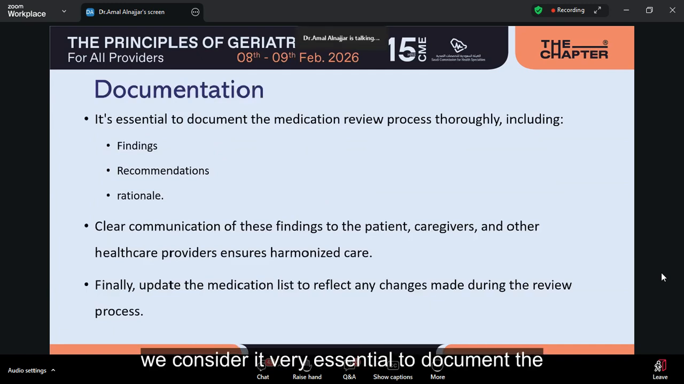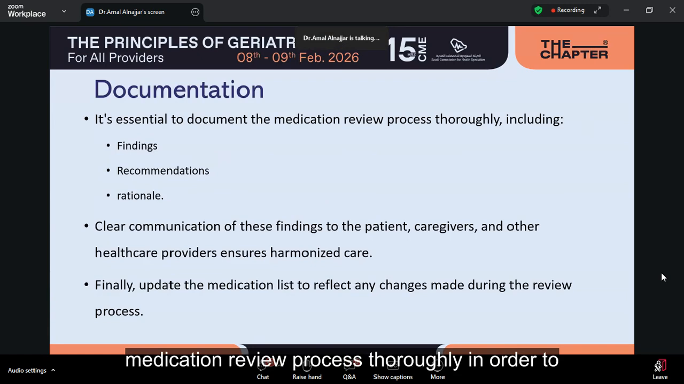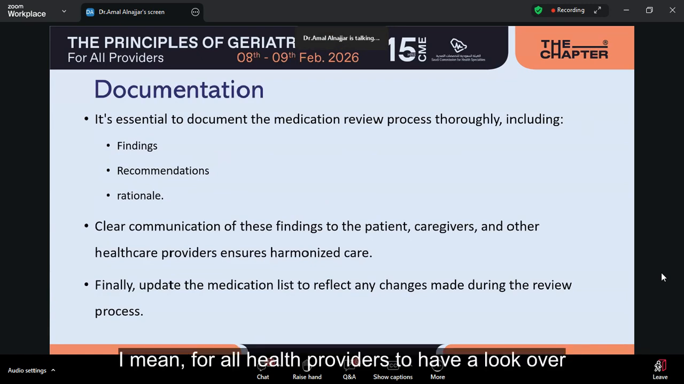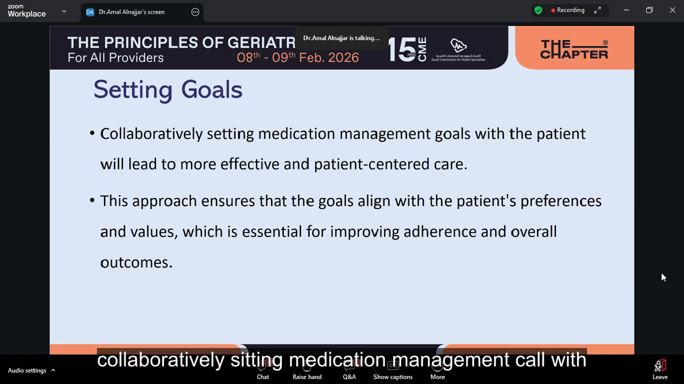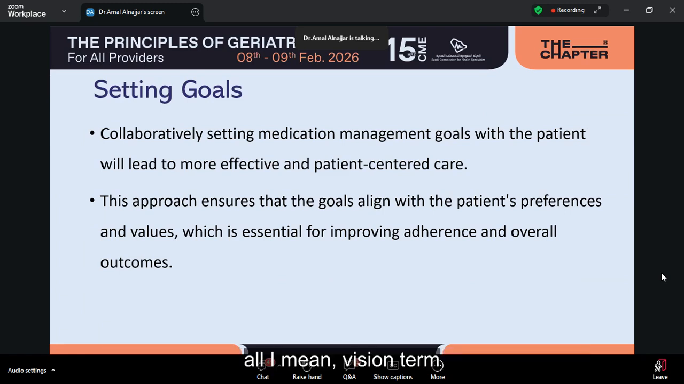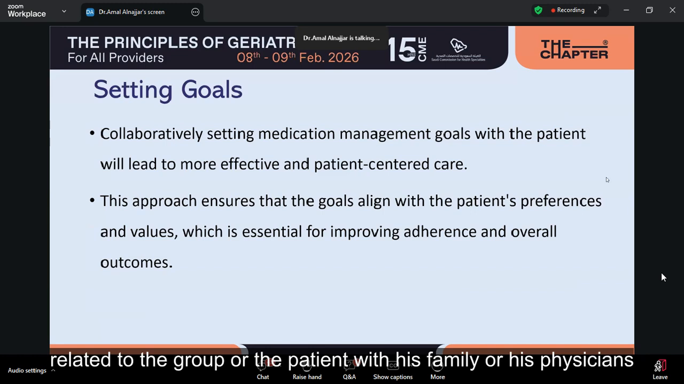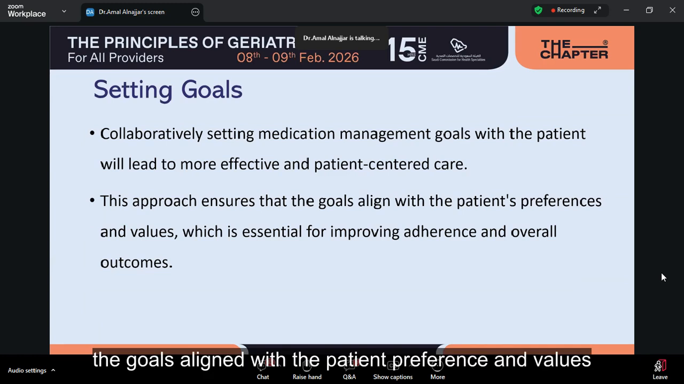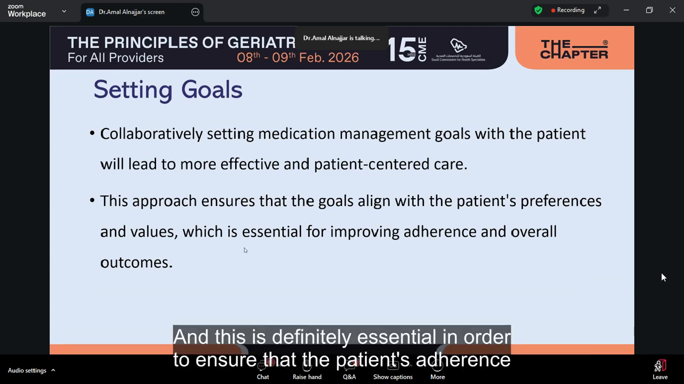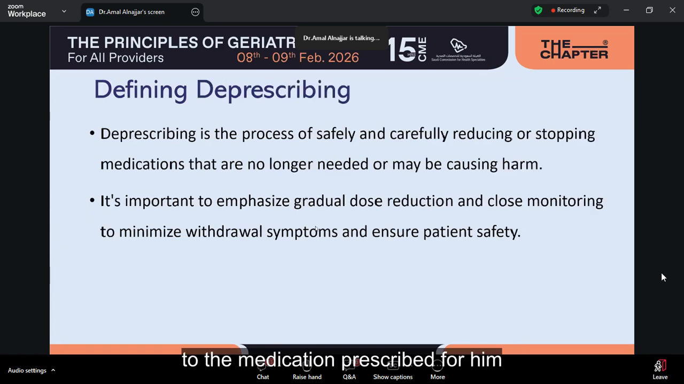Documentation: we consider it very essential to document the medication review process thoroughly, in order for all healthcare providers to have a look over it. You can document the findings, your recommendations, and the rationale for prescribing certain medication, and make it clear for the following healthcare provider to find. Collaboratively setting medication management goals with all patient-related groups, with the patient, his family, and his physicians, ensures that the goals align with the patient's preferences and values, and this is definitely essential to ensure that the patient adheres to the medication prescribed for him.